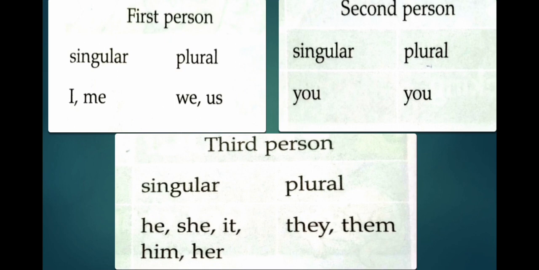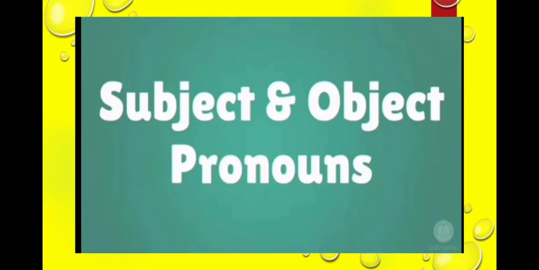Now if we are talking about you or something that belongs to you, whether it is singular or plural, we'll use the word you. Remember, the pronoun you will be the same whether it is singular or plural. Let's see the third person. He, she, it, him, her is the singular form of third person. They, them is the plural form of the third person. Some pronouns are used as subject and some are used as object.